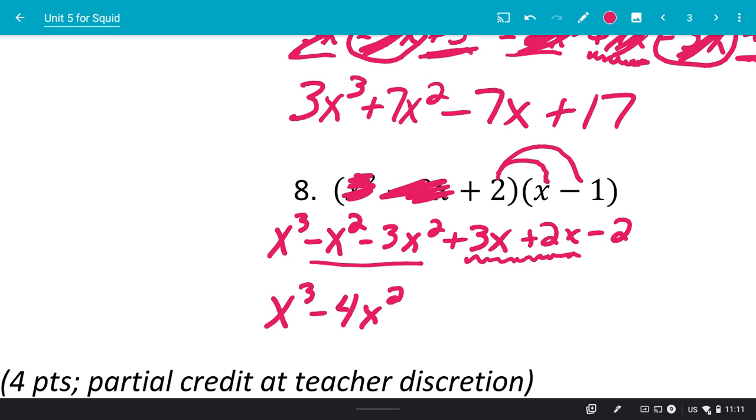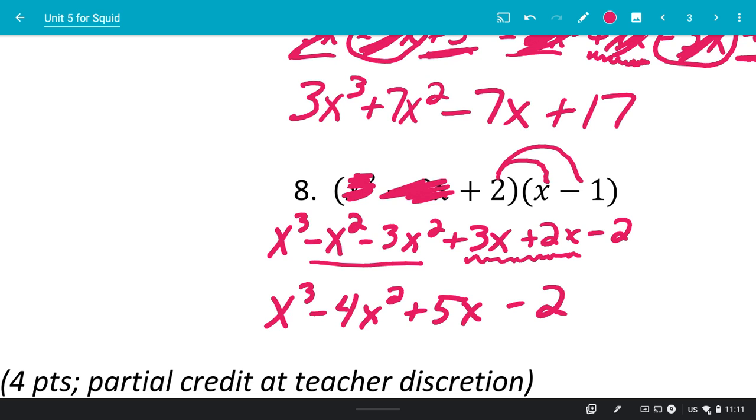Negative 4. A negative and a negative. The signs are the same, so you just add the numbers. 1 plus 3 is 4. Okay, on the next one, 3x plus 2x is 5x, and then minus 2 comes down. How many people got that one?